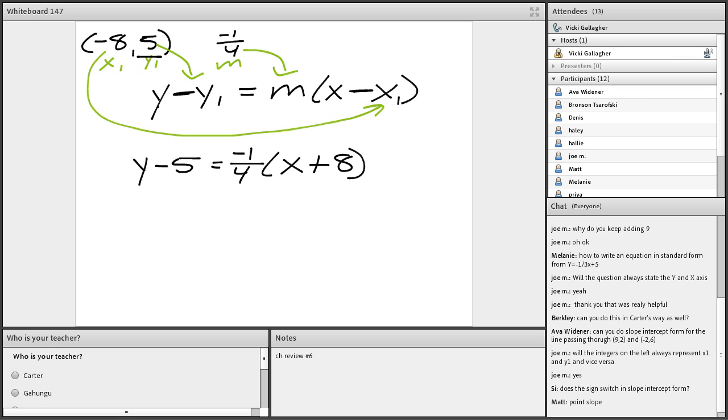So again, because of this minus sign and this negative sign, that's like a double negative, and that will change to a positive. And then you're done. So don't accidentally do like any extra steps on point slope form. Just plug the numbers in and then walk away and do the next problem, because that's all you need to do.